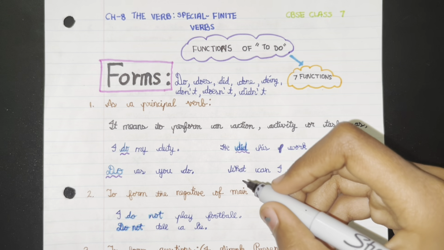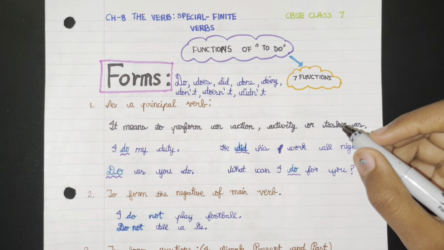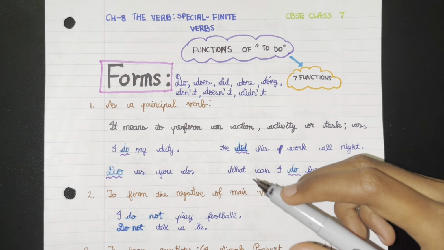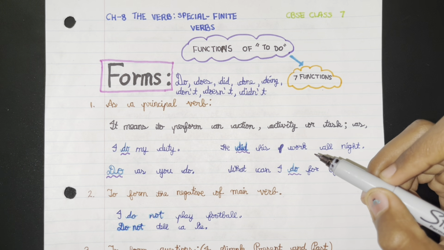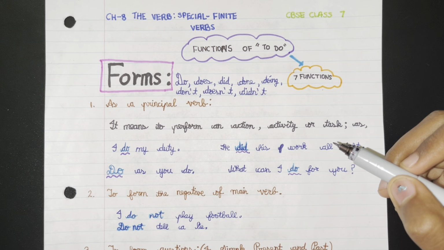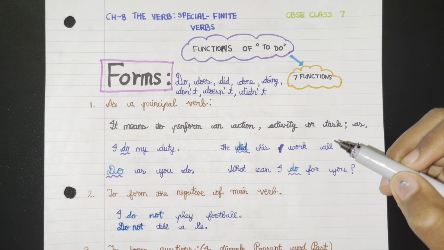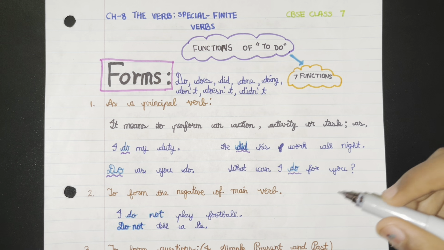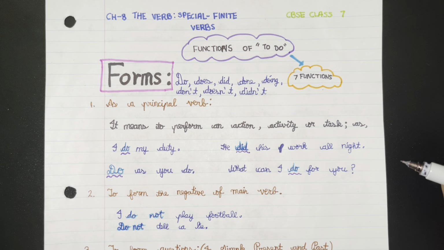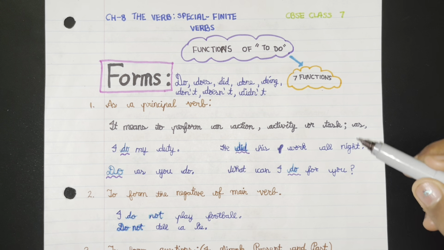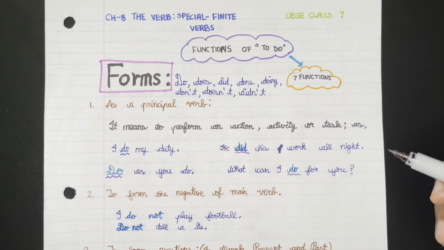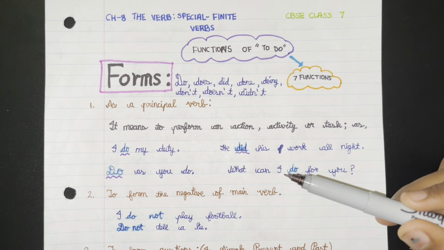First function. As a principal verb, it means to perform an action, activity, or task. For example, I do my duty. So it means performing an action, activity, or task. So this is a task. So we use do in these places. Do as you do. So it's like an activity. He did his work all night. So this is an activity. What can I do for you? This is also an activity. So you can use do in these places as well.